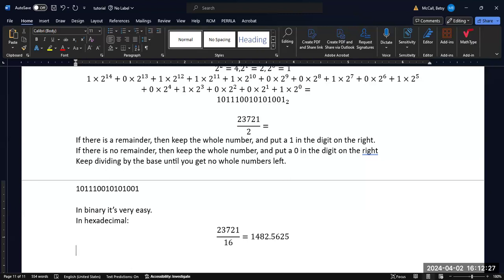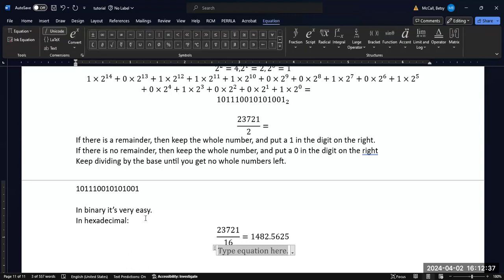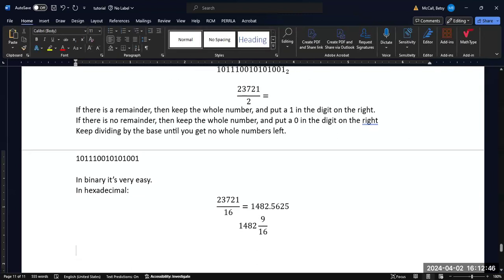So I would subtract off the 1482, and then I can convert to fraction. And that tells me that this is 1482 and 9/16. So the 9 is my remainder. That's my ones digit. That goes on the left end. And then I continue with my 1482.